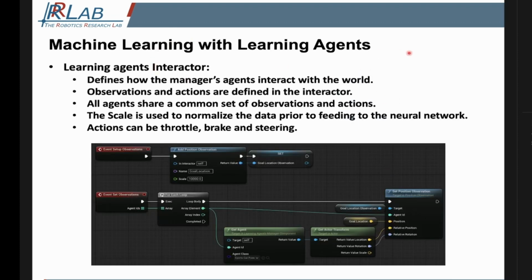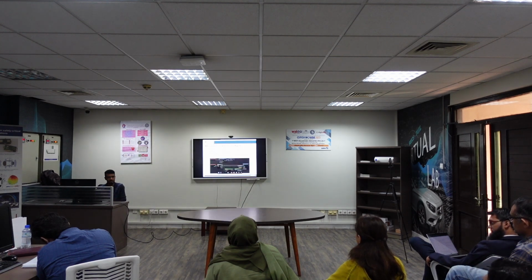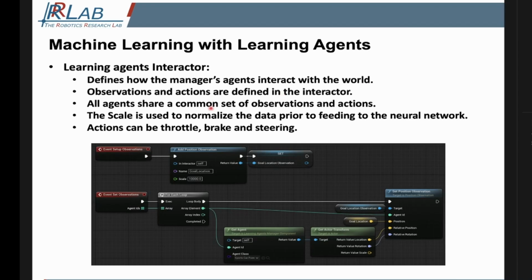So we have the interactor, and from the name, it is how we interact with the environment, how the bus should interact with the environment. Here we have 2 things, the observations. So what exactly we are reading from the environment, for example, camera data. And we have the actions, for example, steering, braking, or throttle. These are the actions that the bus can take to interact with the environment. It's important to know that all agents will share the common set of observations and actions. So if we have multiple agents in the scene, they will all have the same observations and actions.